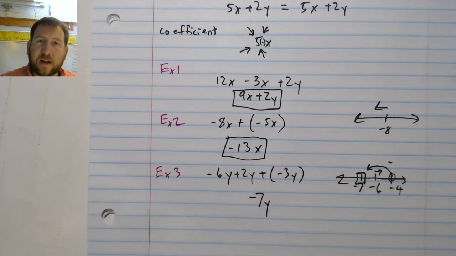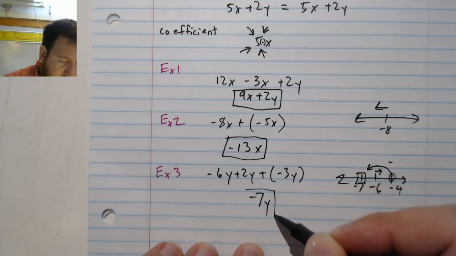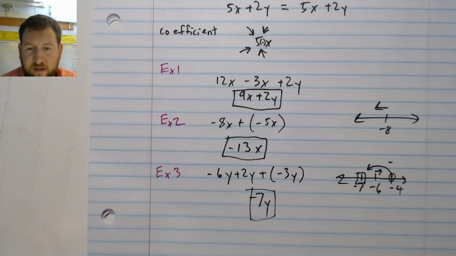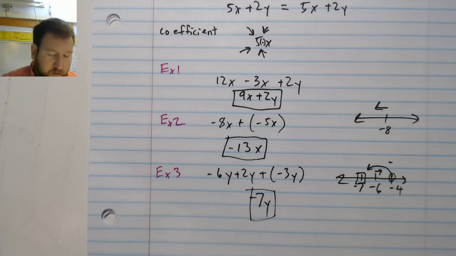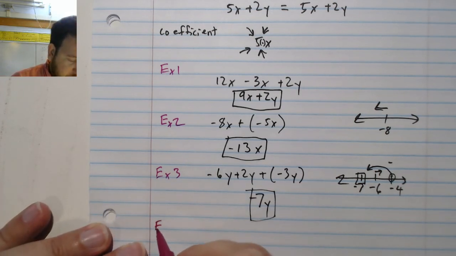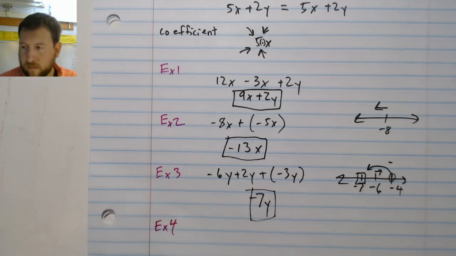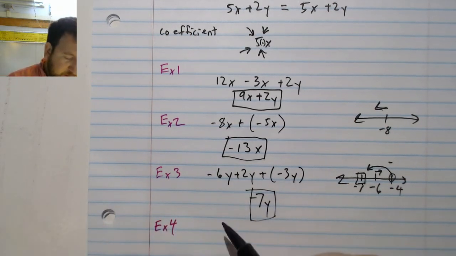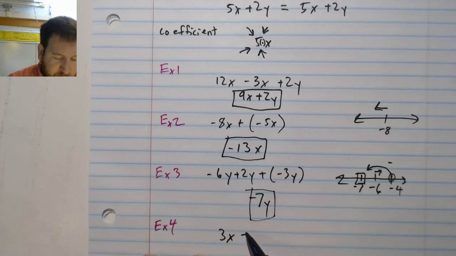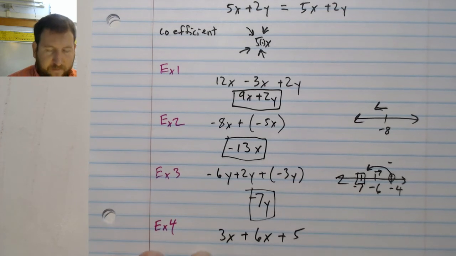And I can use my number line to kind of jump around and use that, okay? So now I'm good. I have all of my like terms simplified. All right? Make sure that they are the same letters first. It looks like most of the problems that you have will do that. One more little trick that they will do is this. If I look at example 4, they may say 3x plus 6x plus 5.